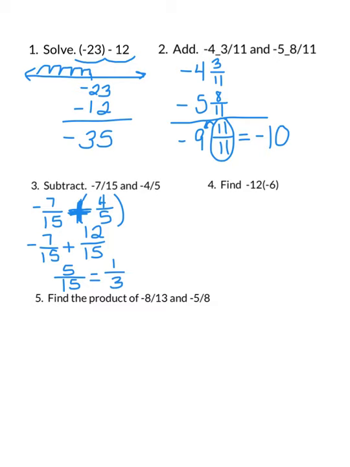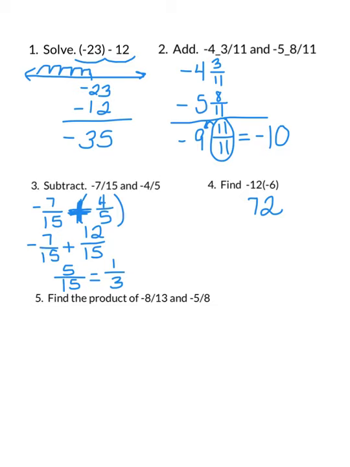Problem number 4 means to multiply. Okay, 4 is a little different than problem number 1. Here, this was negative 23 minus 12. Here, this is negative 12 times negative 6 because the parenthesis is right next to the 12. So we should remember that a negative times a negative is a positive, and then 12 times 6 is 72.